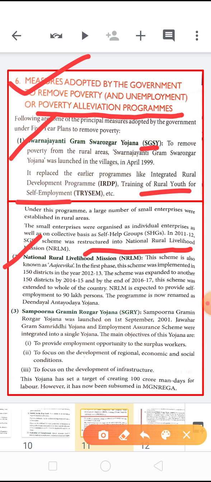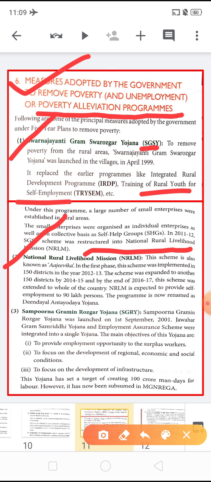Next is the National Rural Livelihood Mission. So, children, this scheme is also known as Ajivika. In the first phase, this scheme was implemented in the first 150 districts in the year 2012-13, and the scheme was expanded to another 150 districts in 2014-15, and by the end of 2016-17, this scheme was extended to the whole of the country.